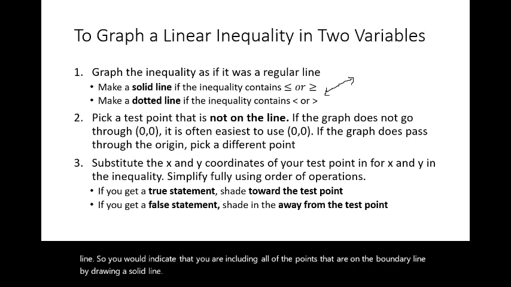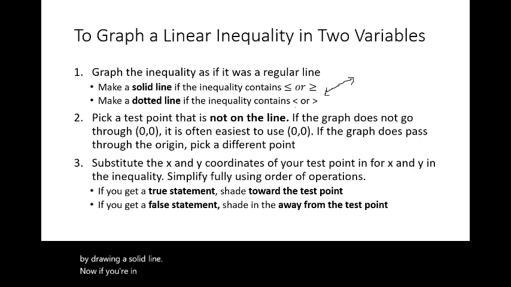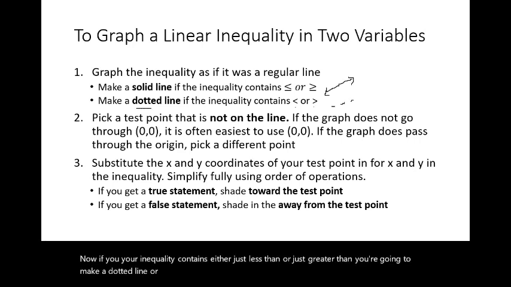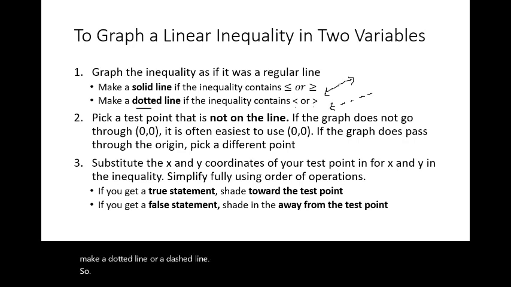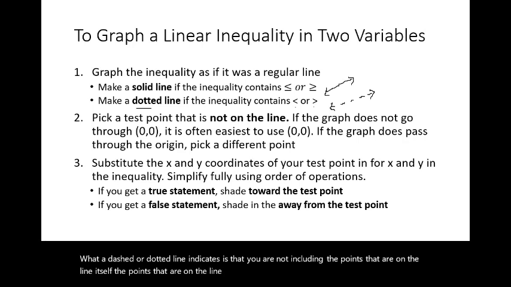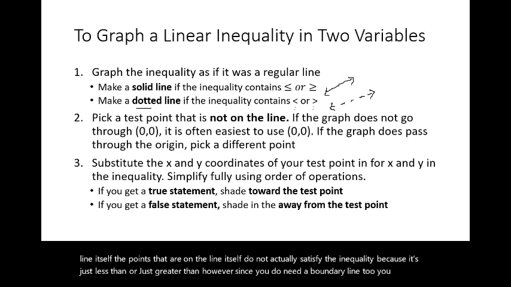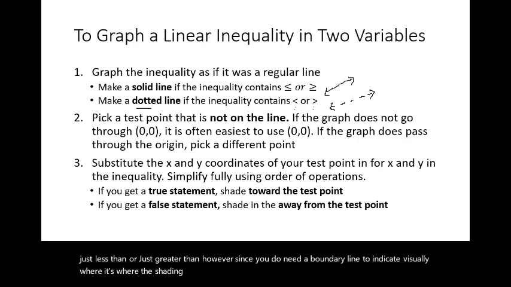Now, if your inequality contains either just less than or just greater than, you're going to make a dotted line or a dashed line. What a dashed or dotted line indicates is that you are not including the points that are on the line itself. The points on the line itself do not actually satisfy the inequality because it's just less than or just greater than. However, since you do need a boundary line to indicate visually where the shading stops, you draw it there, but you draw it dotted to indicate that these points are not actually part of the solutions.